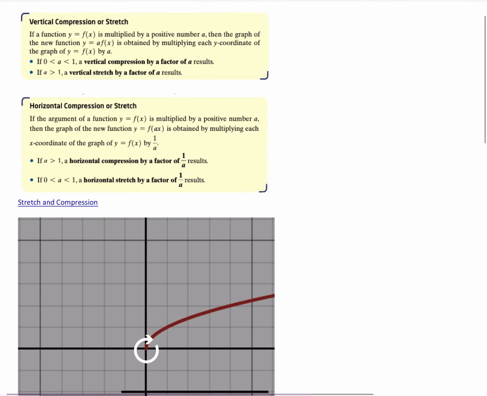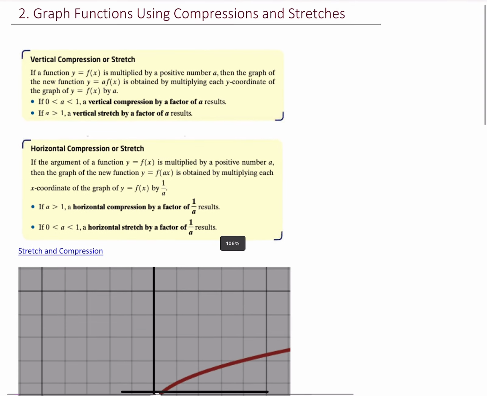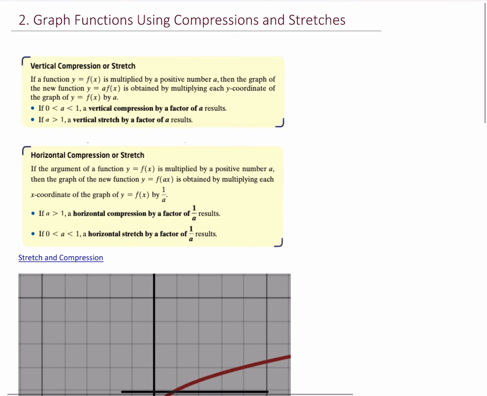All right, let's look at vertical and horizontal stretches, which they're going to call compressions and stretches. So we were just looking at adding and subtracting inside and outside the function. This is going to apply to multiplication or division, which we can also view as multiplication by a fraction, inside and outside the function. So the first one that they bring up is a vertical compression or stretch.